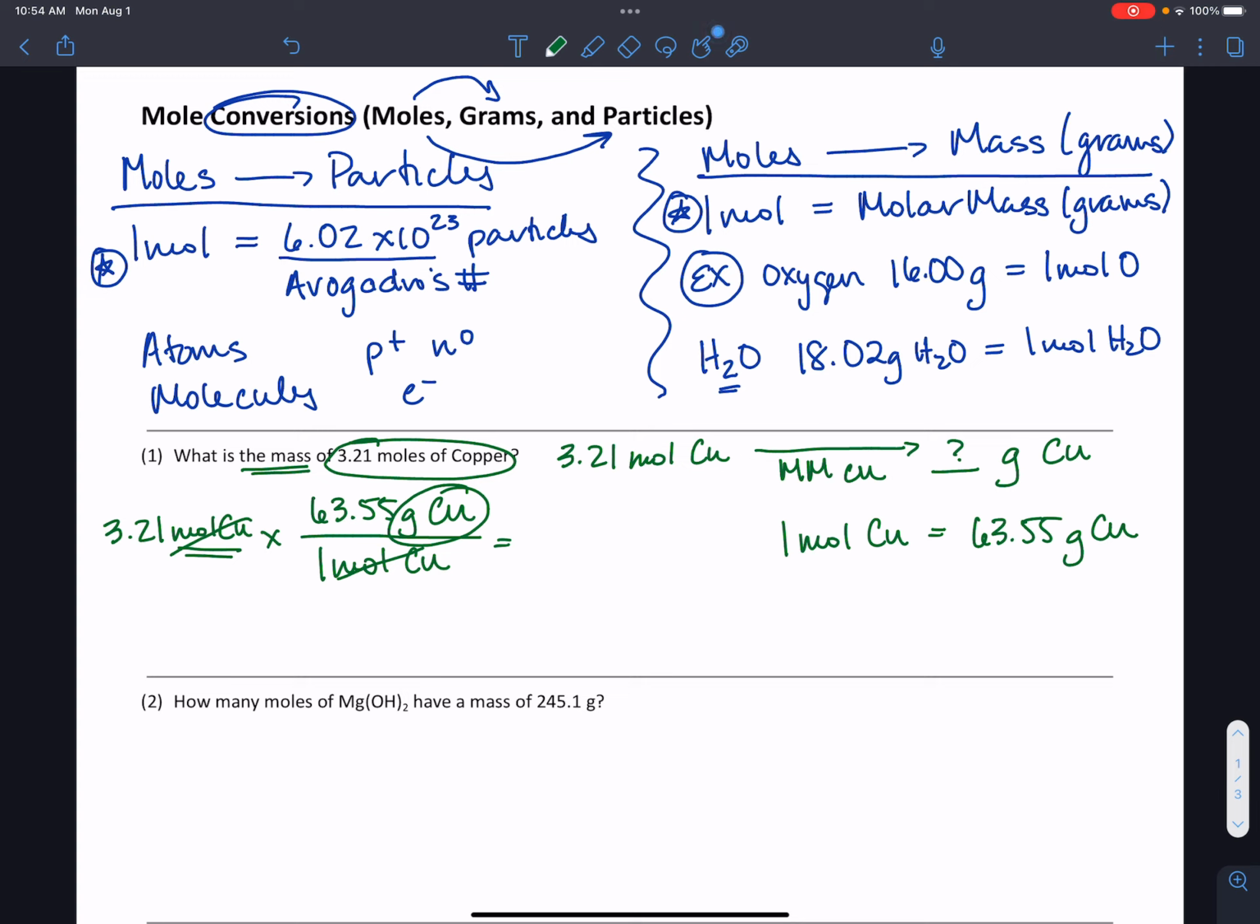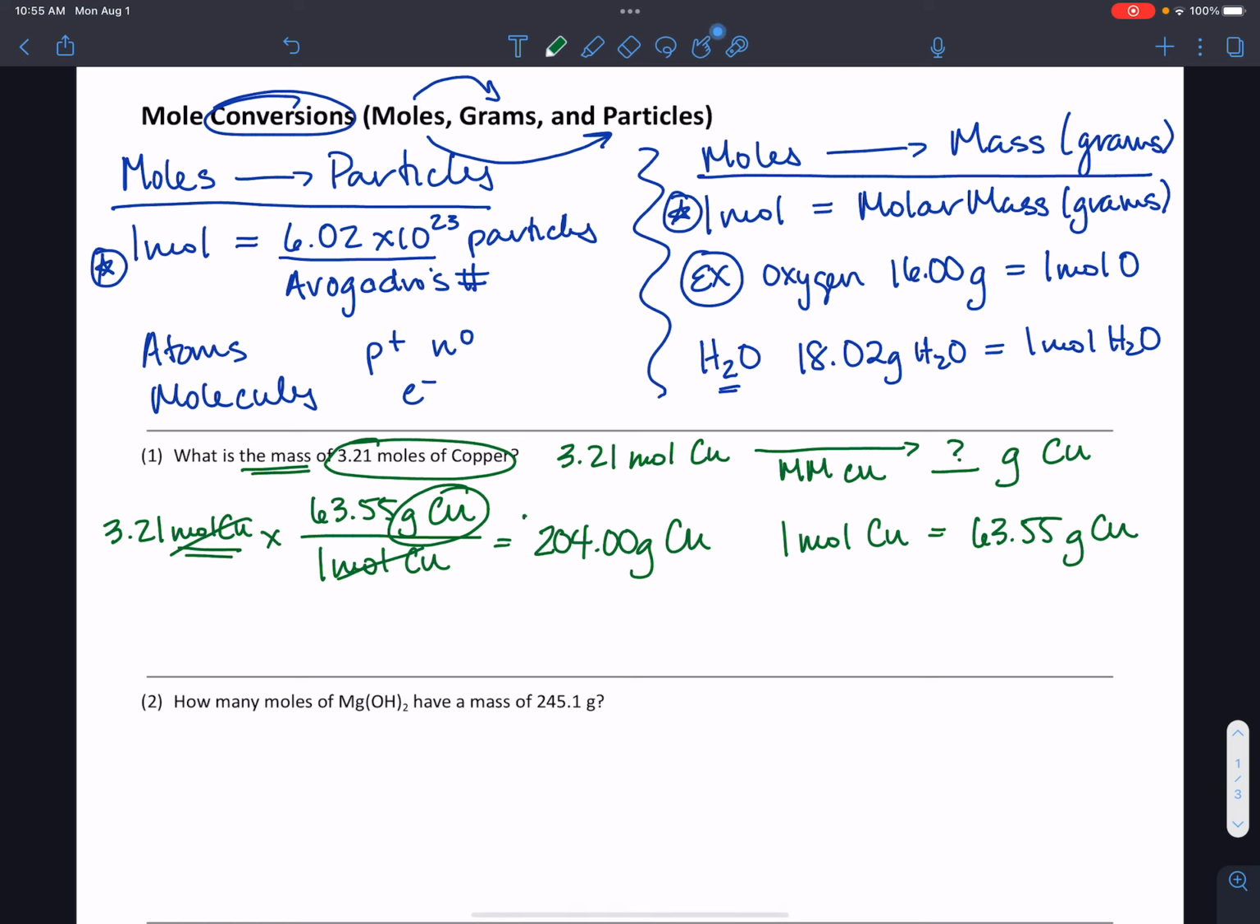So now it's just calculator work. So we're going to take 3.21 times 63.55, and we're going to find that 3.21 moles of copper has a mass of 204 grams.